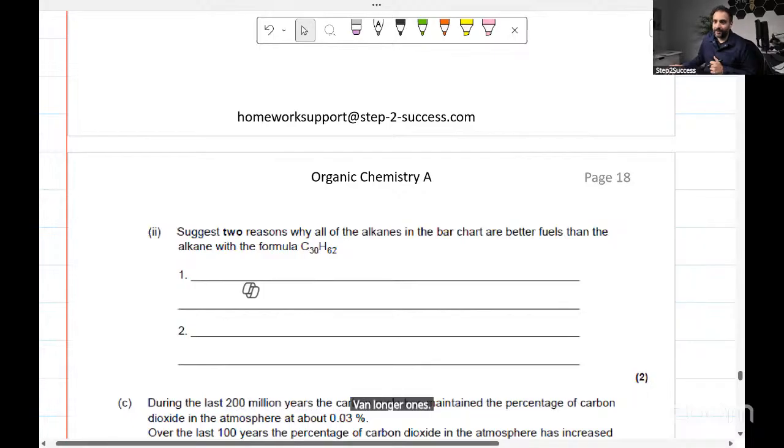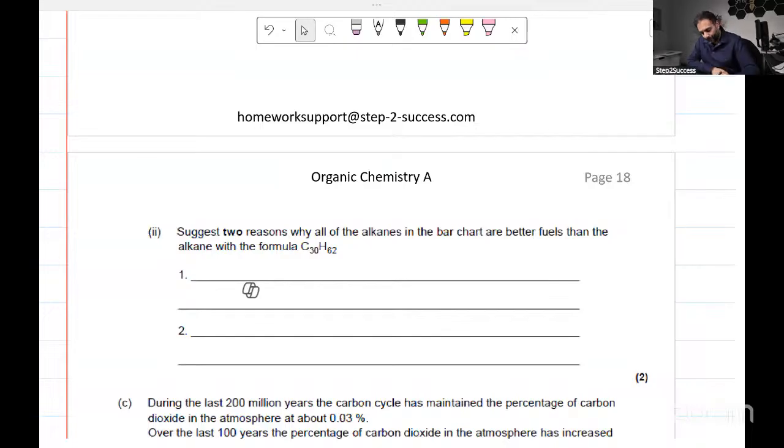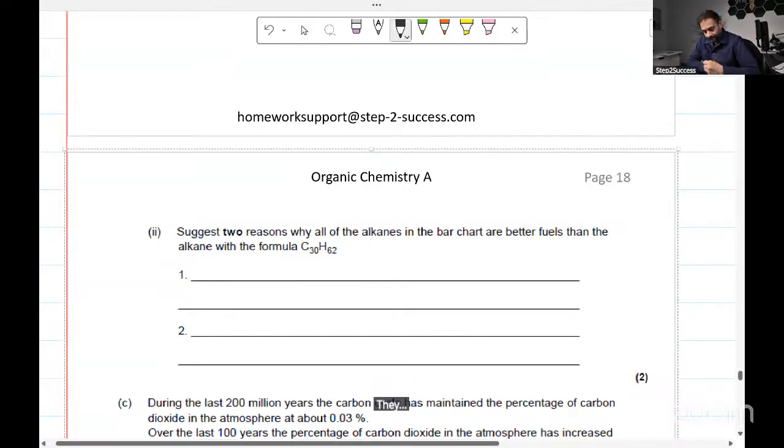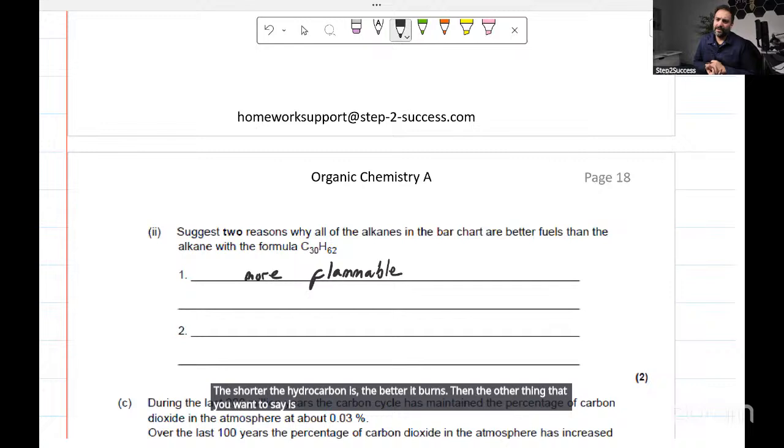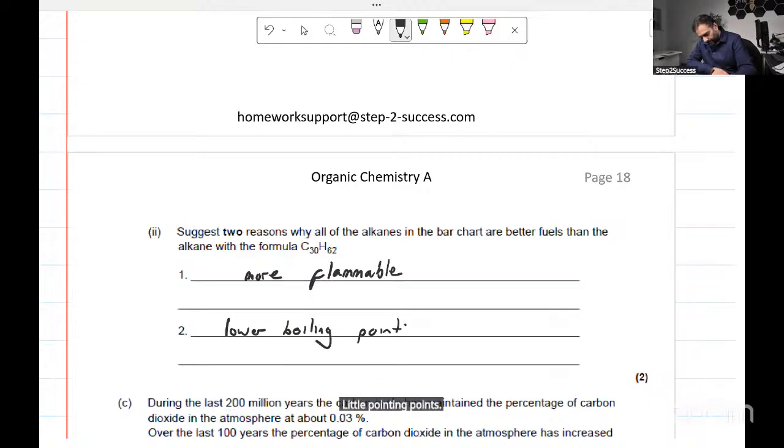And the answer to that question is they are more flammable. The shorter the hydrocarbon is, the better it burns. Then the other thing that you want to say is that the shorter ones also have lower boiling points. You can mention that they are less viscous as well.